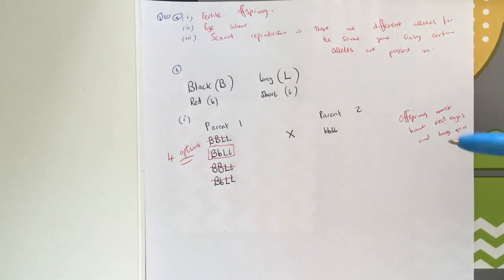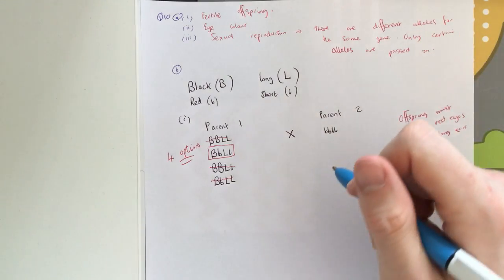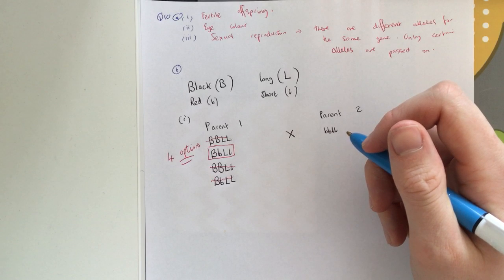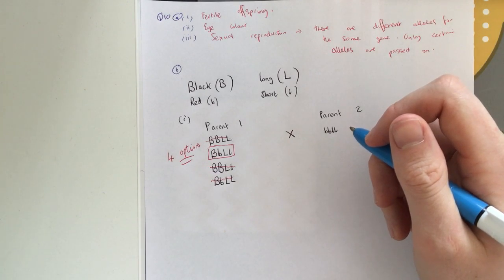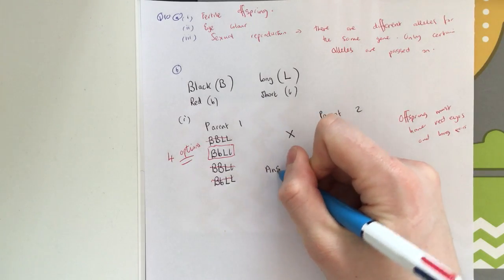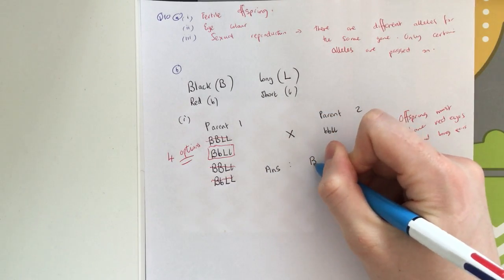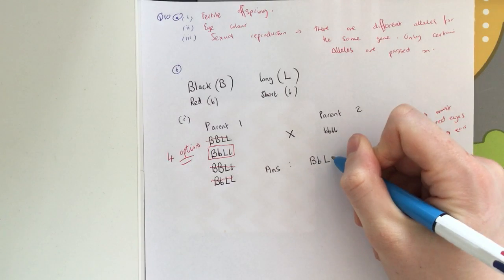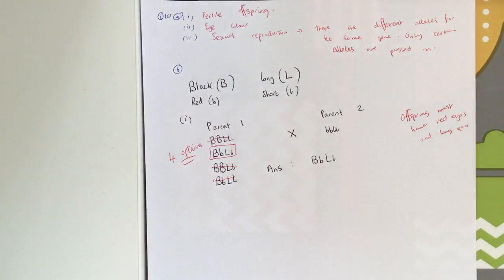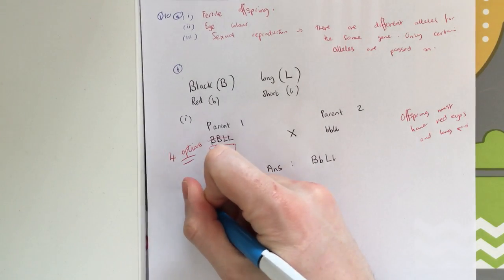So let's say, are we actually answering the question? The final sentence says, assuming the genes are not linked and using the symbols given above, write out the genotype of the black-eyed, long-eared parent. So the genotype answer for this one is big B, big L, small l. Okay, and that's the answer there for that one. That leads us on then to part 2.